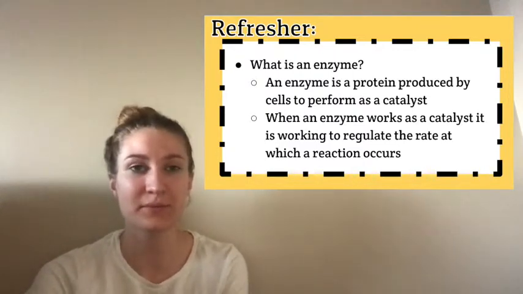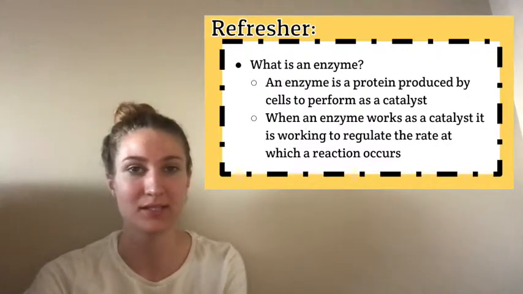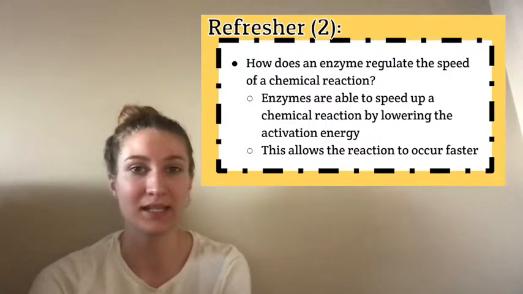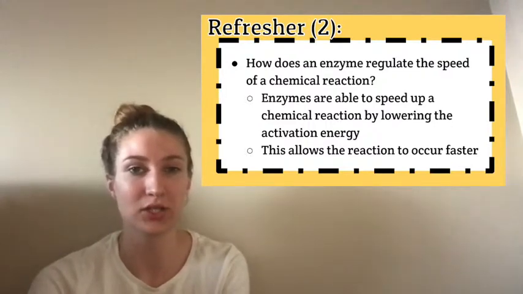enzyme? So an enzyme is a protein, and they are produced by cells to act as a catalyst. And when I say that an enzyme is working or acting as a catalyst, it's working to regulate the speed at which a reaction occurs.